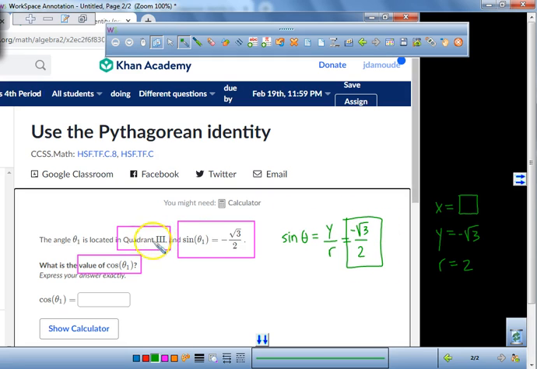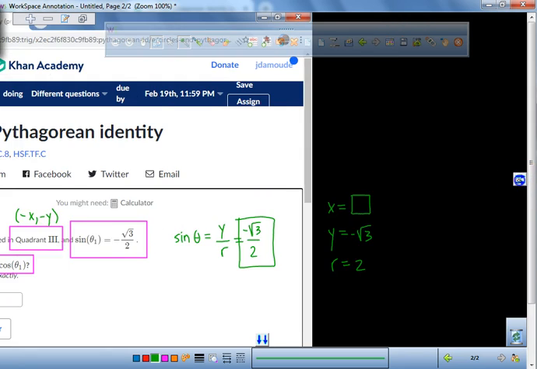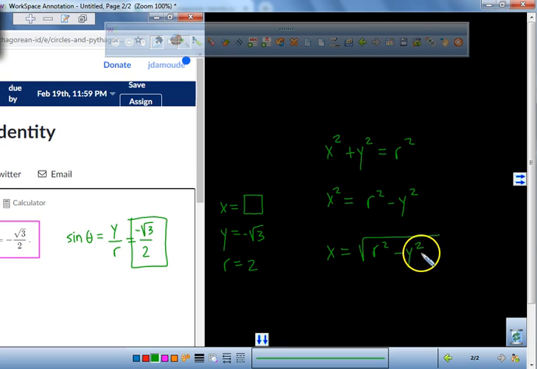They've given us this. They've told us we're in quadrant number 3. In quadrant 3, your x's are negative and your y's are negative. So that's going to be very, very important. So let's go over to the blackboard and we'll solve this out. Ready? The new formula, x squared plus y squared equals r squared. What will x squared always equal? R squared minus y squared. Or you could say x equals the square root of whatever r squared minus y squared is.